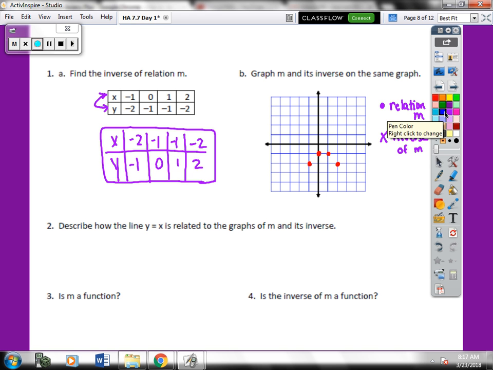Now, for the inverse, we're going to plot these points. We'll use little x's. So -2, -1. -1, 0. -1, +1. And -2, +2.